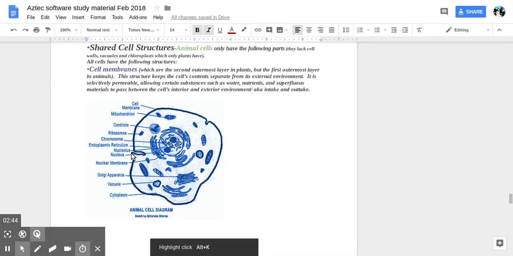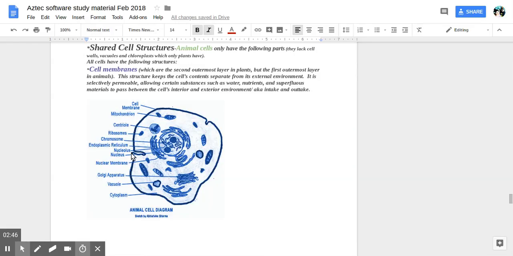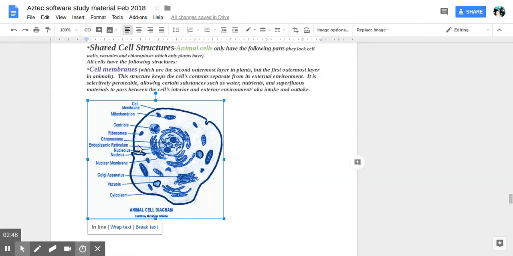So there are some diagrams showing the parts of the cell. You can look at that. If anything is questionable, you can Google it. The vacuole contains water, but it's very small in animal cells. It's very large in plant cells.